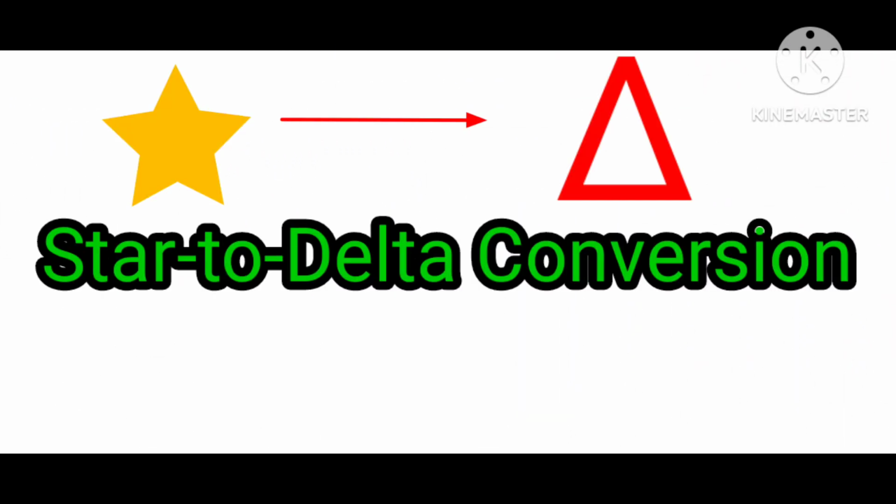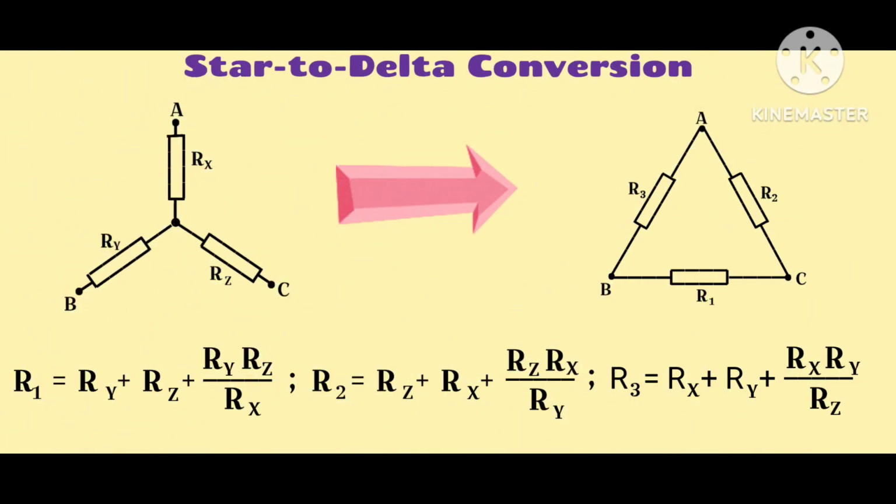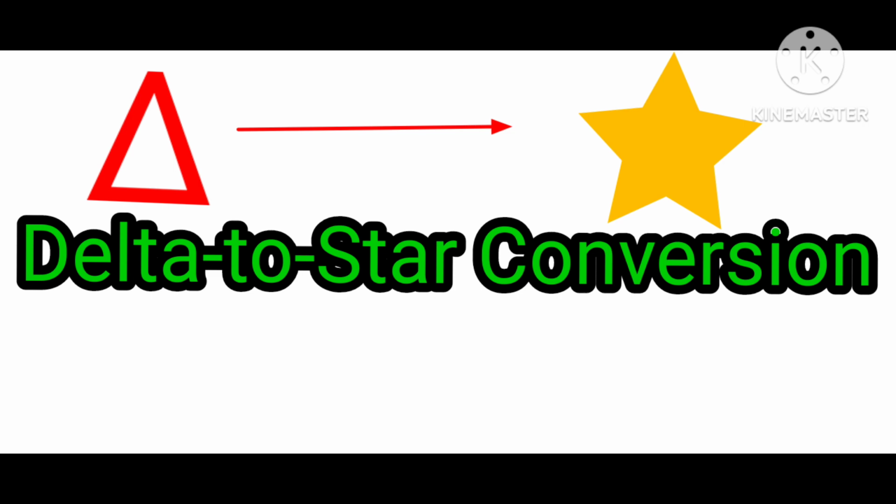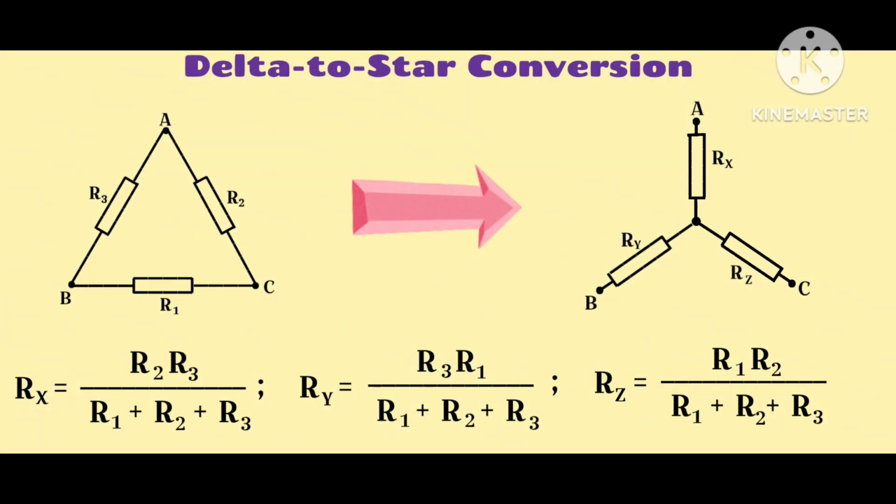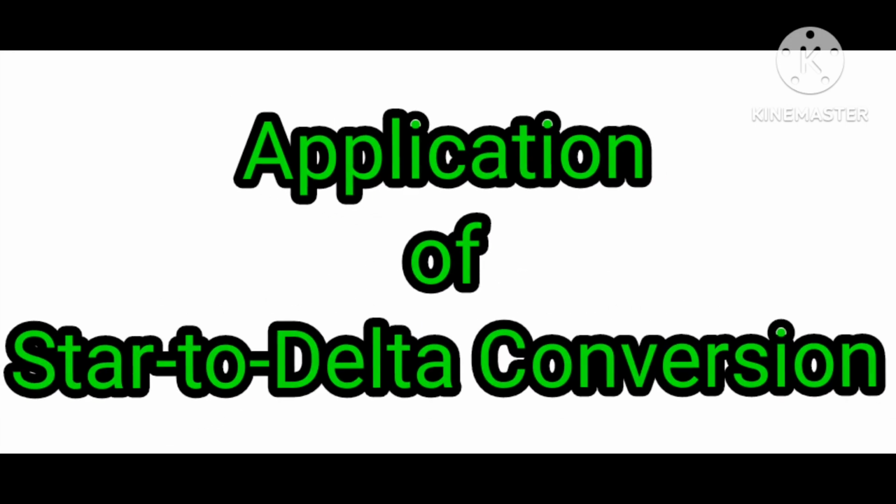The following are the formulas for the conversion of a star connection to the corresponding delta connection. The formulas of the resistances of the star connection corresponding to a delta connection are given below. Sometimes a star connection may be complicated, and the corresponding delta connection removes the complication. In this case, we need to convert the star connection to the corresponding delta connection.